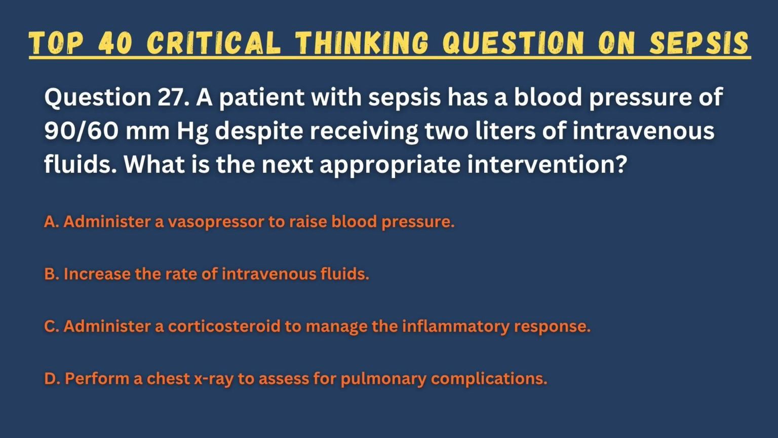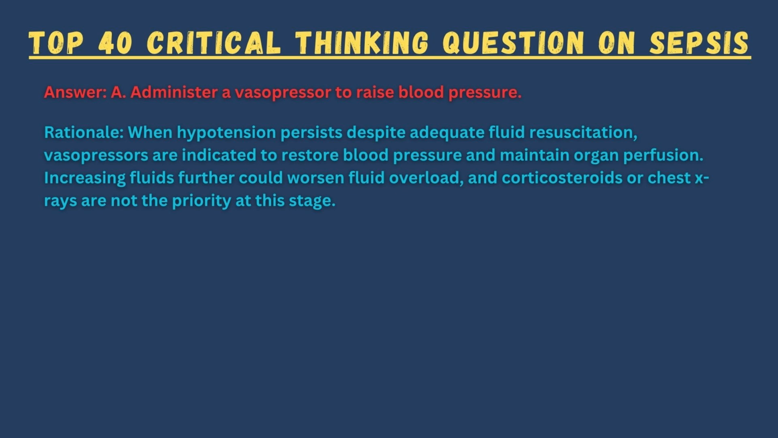Question 27. A patient with sepsis has a blood pressure of 90/60 millimeters of mercury despite receiving 2 liters of intravenous fluids. What is the next appropriate intervention? A. Administer a vasopressor to raise blood pressure. B. Increase the rate of intravenous fluids. C. Administer a corticosteroid to manage the inflammatory response. D. Perform a chest X-ray to assess for pulmonary complications. Answer: A. Administer a vasopressor to raise blood pressure.